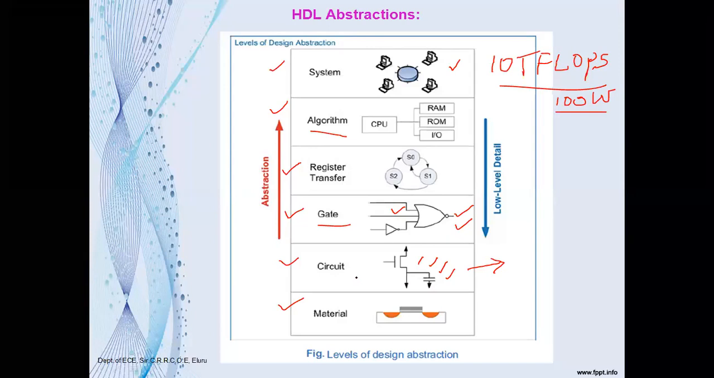So what is the easiest way to model the circuit? At the system level, it is easy. You can take a block diagram, give your requirements and the output you want. Once you have this model, you can go internally through the algorithmic level, register transfer level, gate level, circuit level, and the material level. In HDL, it supports from the system level down to the gate level. You can model, design, and describe any digital system from the algorithmic or system level to the gate level. That is the advantage of the hardware description language. These are all the levels of abstraction in hardware description language.